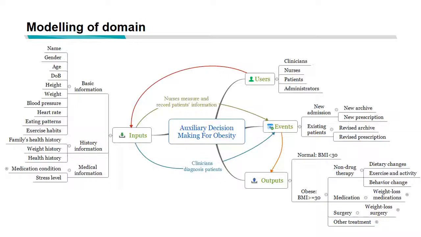After calculating, if his BMI is less than 30, showing that this patient's weight condition is normal, he needn't any treatment. Otherwise, clinicians or nurses will diagnose him and create or revise a prescription for the further treatment, such as non-drug therapy, like dietary change, more exercise, behavior change, weight loss medication, or surgery or other treatment, combined with the recommendation from a system.